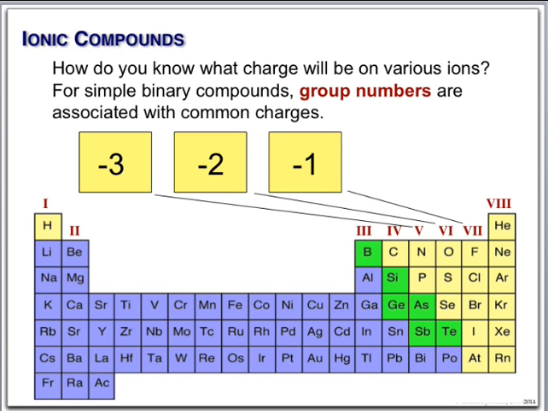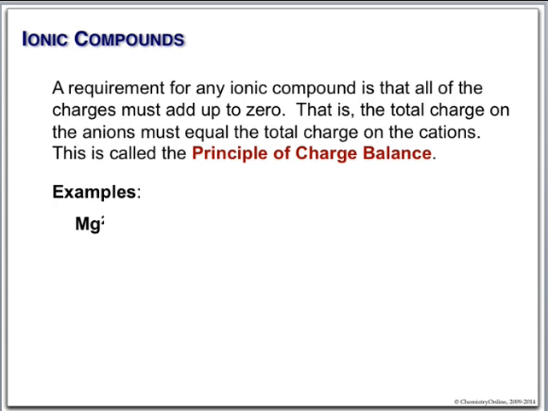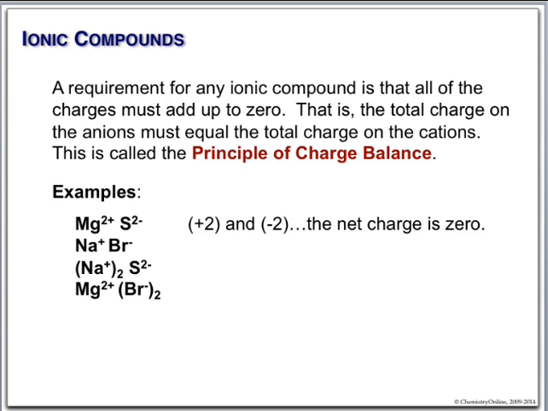When you go to put an ionic compound together, the principle of charge balance simply says that you must have the same number of positive charges as you do negative charges. So the two things have to balance out. For a compound formed between magnesium and sulfur, magnesium is group 2, it's a +2 cation. Sulfur is group 6, it's a -2 anion.